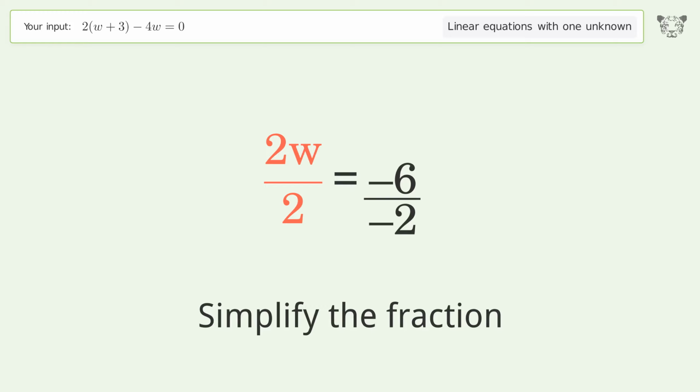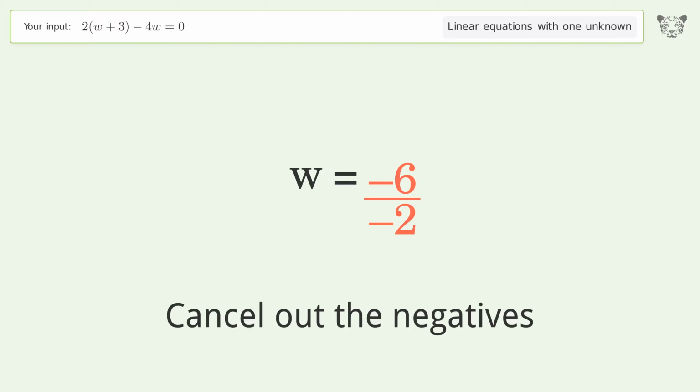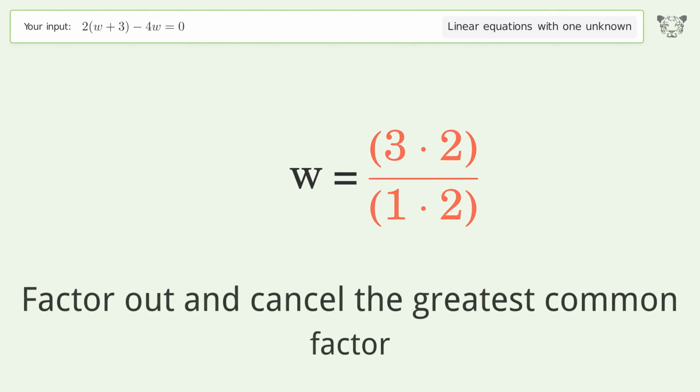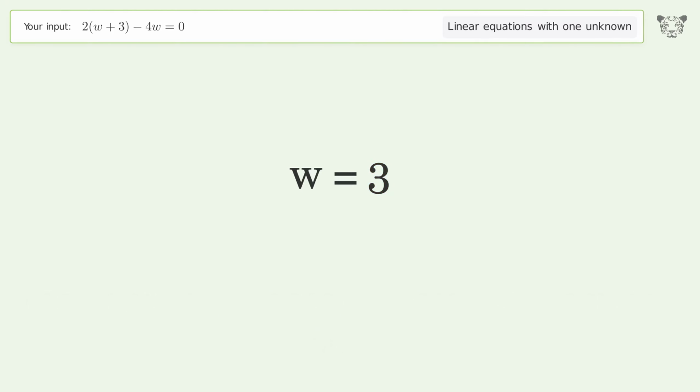Simplify the fraction. Cancel out the negatives. Find the greatest common factor of the numerator and denominator. Factor out and cancel the greatest common factor. And so the final result is w equals 3.